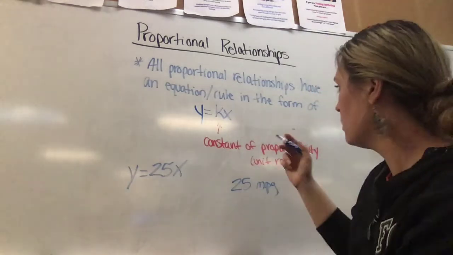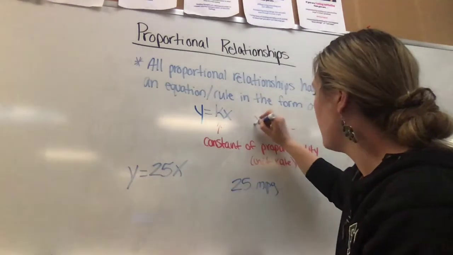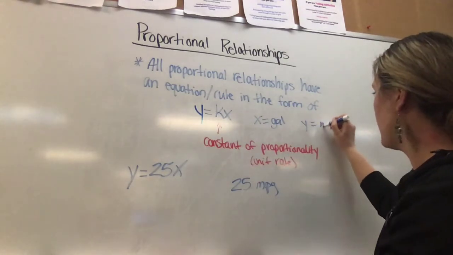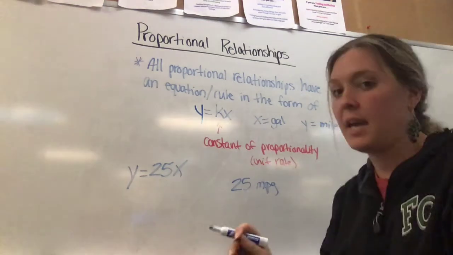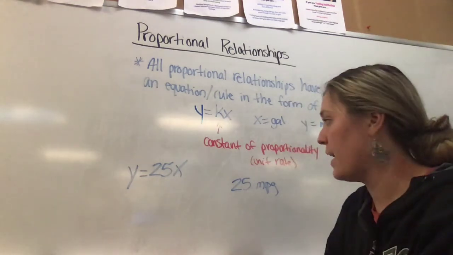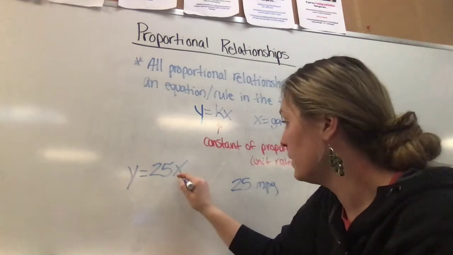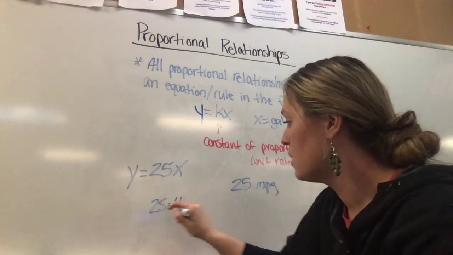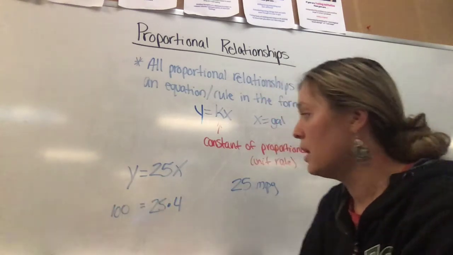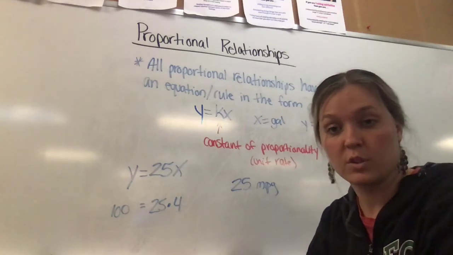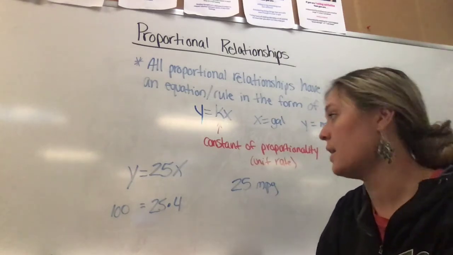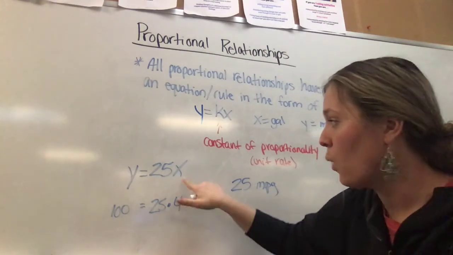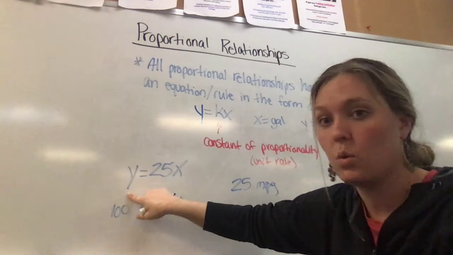So, and just to clarify, we have x equals our gallons and y equals our miles. So let's say I know I have 4 gallons of gas left. So I'm going to replace x with 4. So 25 times 4, that gives me 100. So if my car goes 25 miles per gallon and I have 4 gallons left, I go 100 miles. Okay?